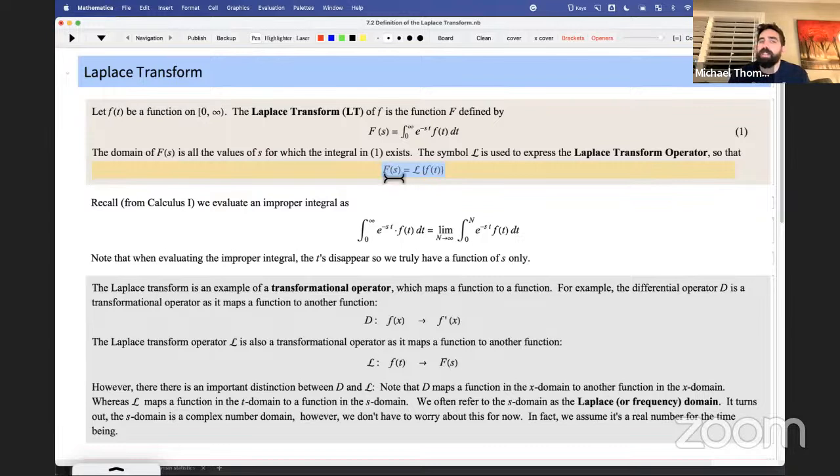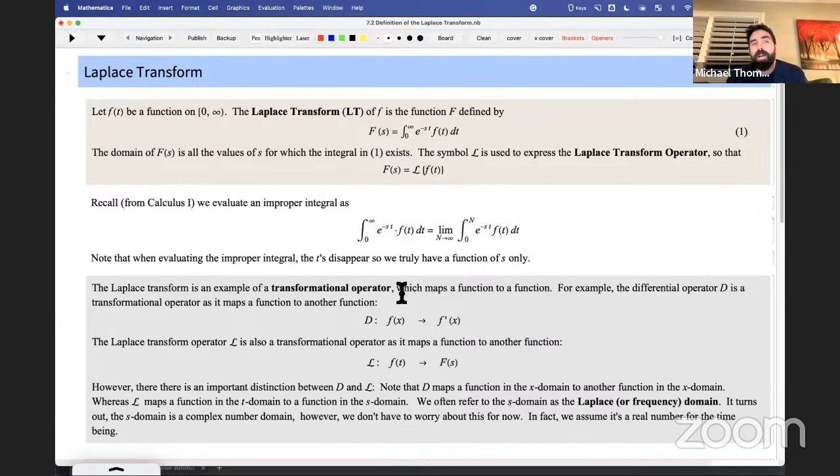All right, we already mentioned this in the last section, but remember, this is an improper integral. To evaluate an improper integral, we turn the integral into a definite integral and then let n go to infinity. And like I said earlier, the t's are just going to disappear here. Once you evaluate the integral, you let n go to infinity, and all of a sudden you just have a function of s.